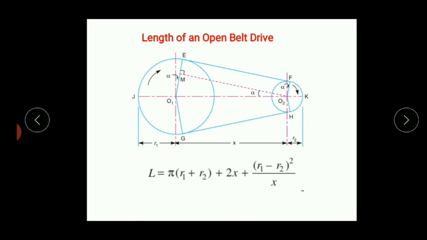Here one thing you should remember is (R1 minus R2) whole squared, in brackets. Don't take it as R1 squared minus R2 squared. So you should remember this part.